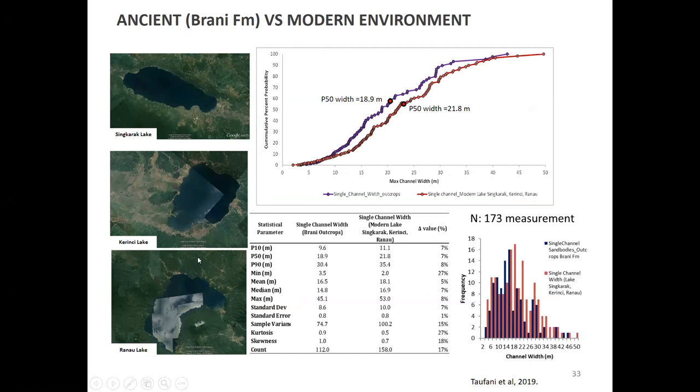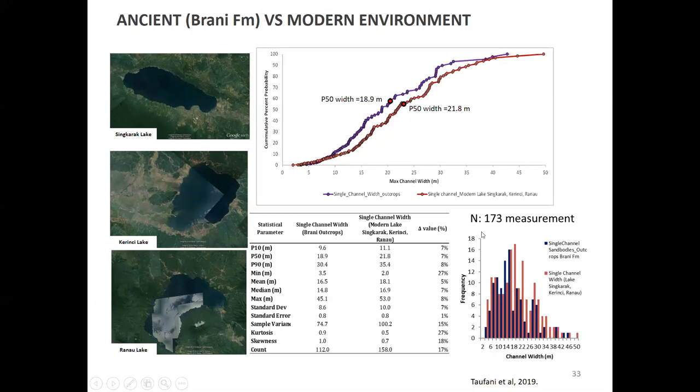In West Sumatra, we collected over 100 measurements from the single channel. If you look here, from the probabilistic view, it's a similar S-curve pattern. So the P50 is not quite different between the single channel from the outcrop and ground information, and the single channel from Lake Singkarak, Kerinci, and Ranau.